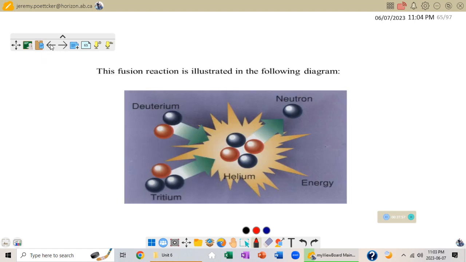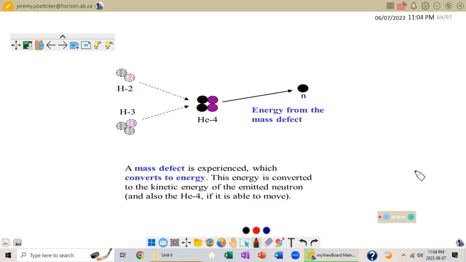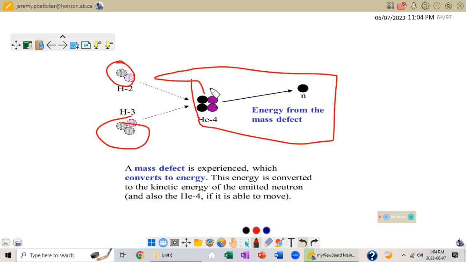That energy, by the way, comes from the mass defect. In other words, if I take the mass of this and the mass of this, compared to the mass of these two things, this mass is slightly more, which means we're releasing energy as helium-4 is made.